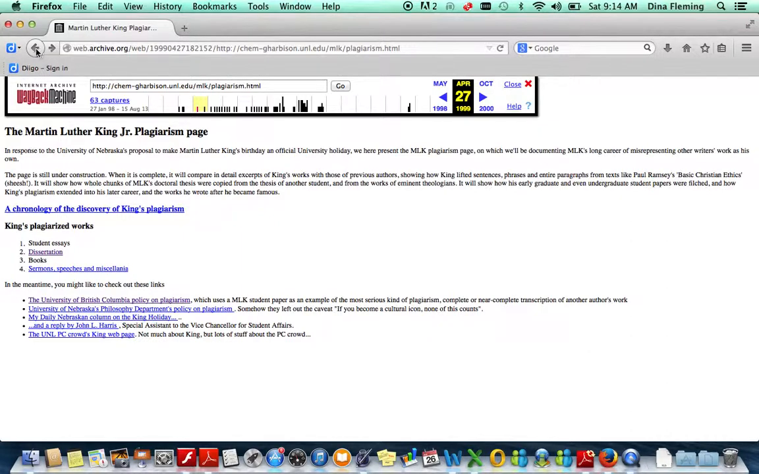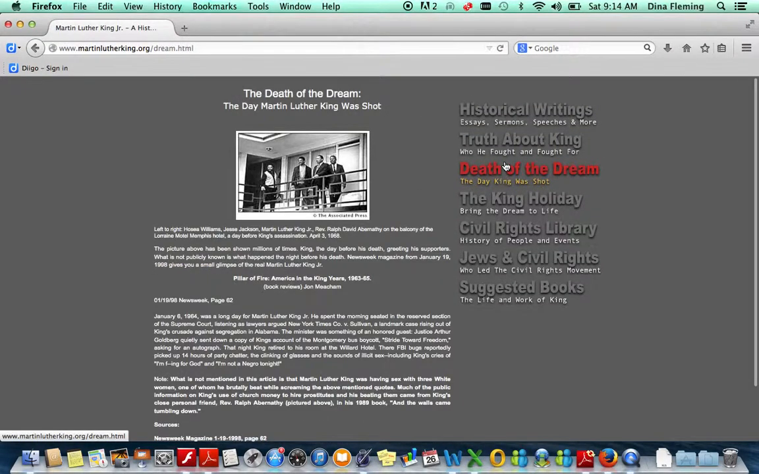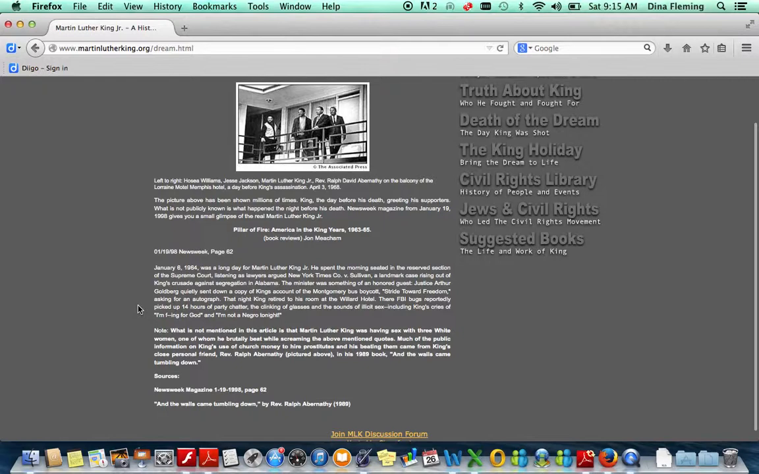We're going to go back and check out one more forward link. We'll go to Death of the Dream. Sounds so intense. When we go to this site, you can tell it has the picture of the night before Martin Luther King Jr. was shot. And what it's trying to do is convince its audience that he was partying the night before he was shot and that he was acting in a way that the public would not respect.